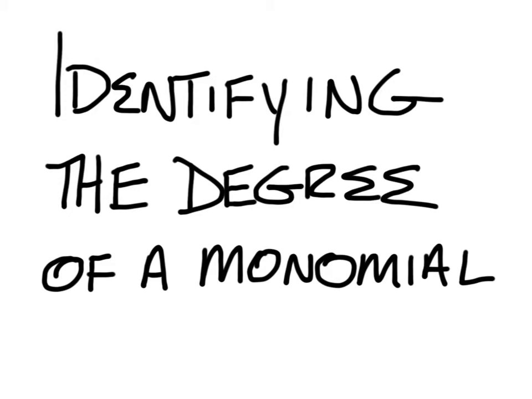Now we have to identify the degree of a monomial. Here's how you identify the degree of a monomial. Identify the exponent on this. When it's just one term, you look at the exponent. So that would be the fourth degree.